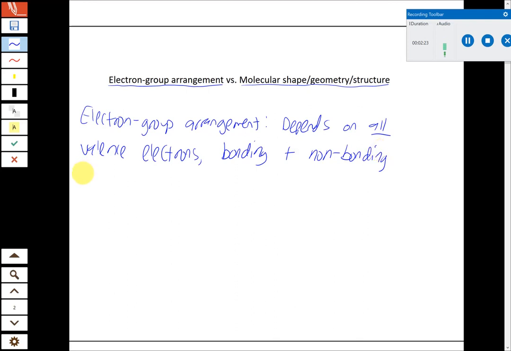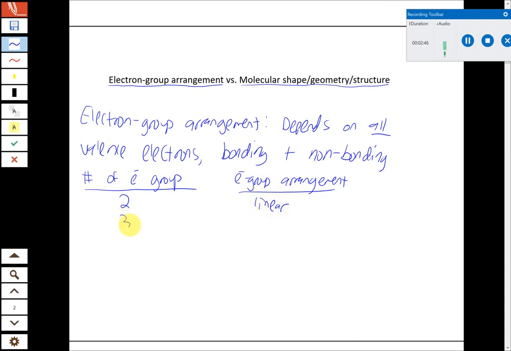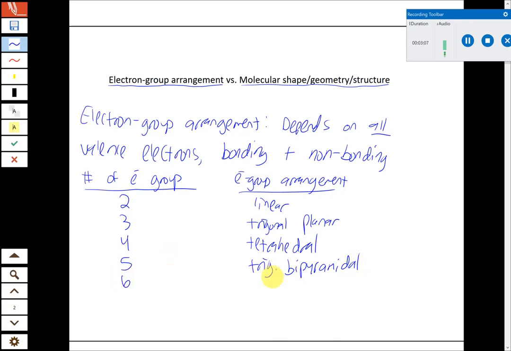And so basically, there's only five possibilities for electron group arrangement, and that's determined by the number of electron groups that the central atom has in total. It doesn't matter whether they're an atom that's bonded or a lone pair or some combination. So if you have two electron groups, the electron group arrangement is going to be linear. Three electron groups, trigonal planar. Four electron groups is tetrahedral. Five electron groups is trigonal bipyramidal. And six electron groups is octahedral. So these are the only five possibilities for the electron group arrangement.